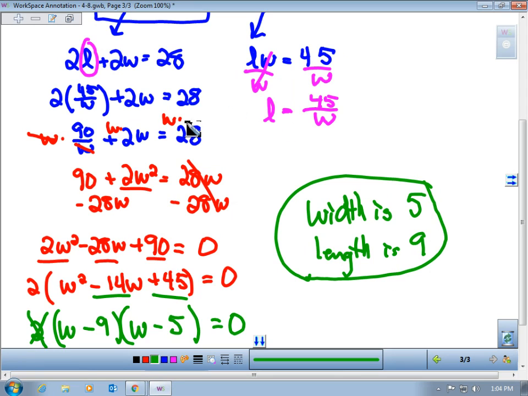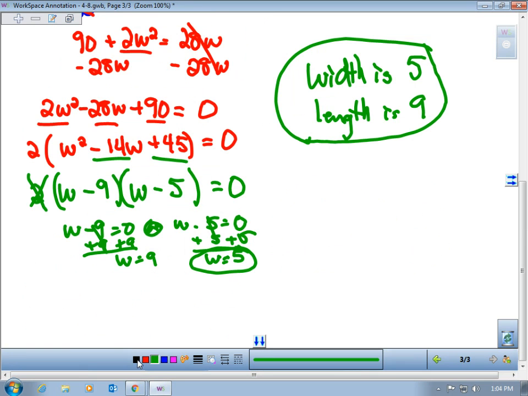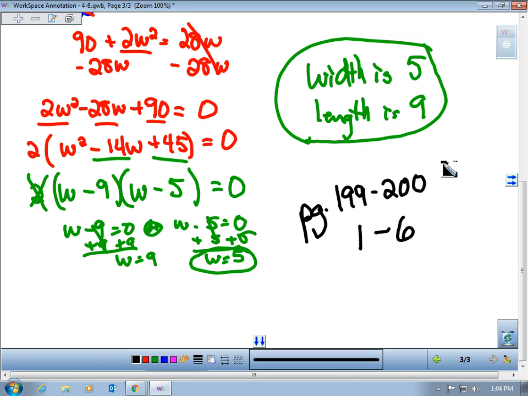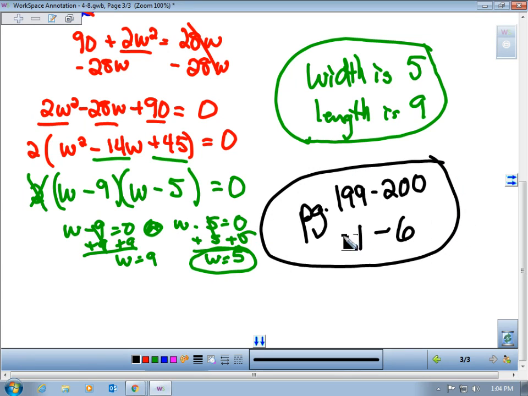Okay, guys, of all of them, this one is definitely going to be your most difficult one. So your homework for tonight, guys, is on pages 199 and 200. We should be great at solving by factoring by now. You're going to do problems 1 through 6. And that's it.